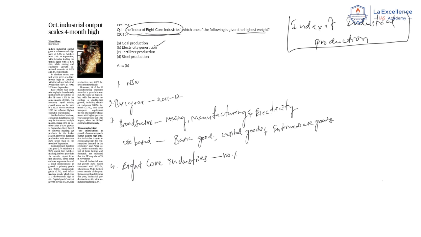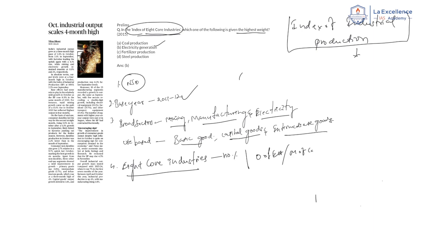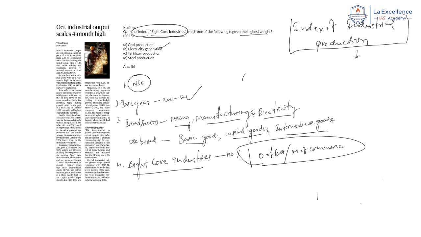From the examination perspective, you have to know who compiles and publishes this Index of Industrial Production. This is done by the NSO, National Statistical Office, under the Ministry of Statistics and Programme Implementation. First, the base year is 2011-12. It has broadly three sectors: mining, manufacturing, and electricity. There is also a use-based classification: basic goods, capital goods, and intermediate goods. Among the total weightage, 40% is given to the 8 core industries. That's why the Index of 8 Core Industries is given by the Office of the Economic Adviser, under the Ministry of Commerce and Industry. You have to remember at least these things from the examination perspective.